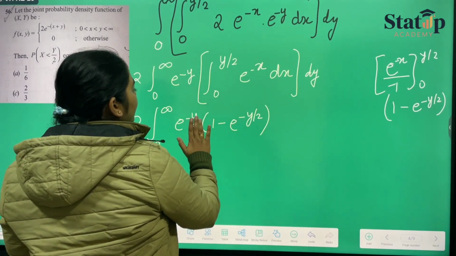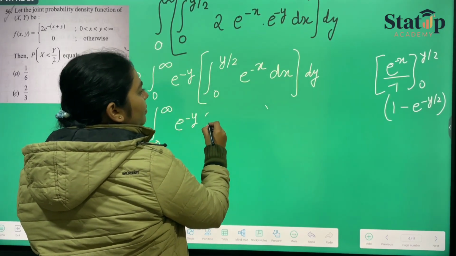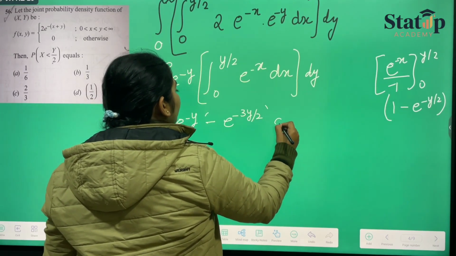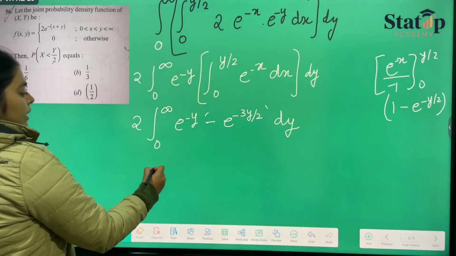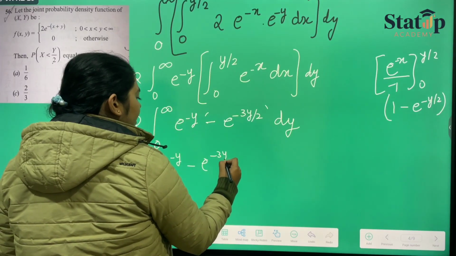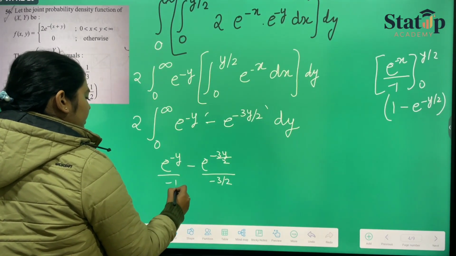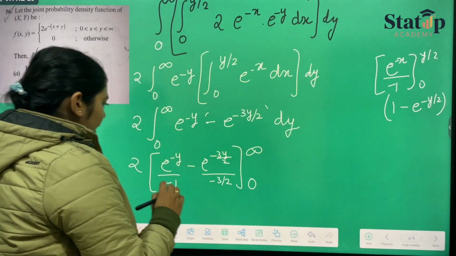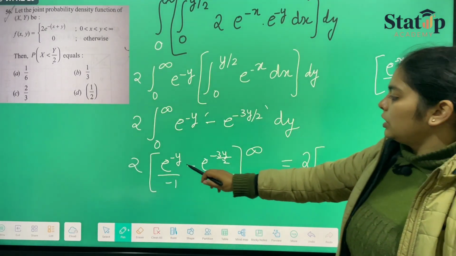And here, if we multiply e raised to the power minus y inside, then we'll be getting e raised to the power minus y minus e raised to the power minus 3y by 2 dy. And on integrating it, we'll get our answer as e raised to the power minus y minus e raised to the power minus 3y by 2 upon minus 3 by 2 upon minus 1, with the limits 0 and infinity and outside 2.